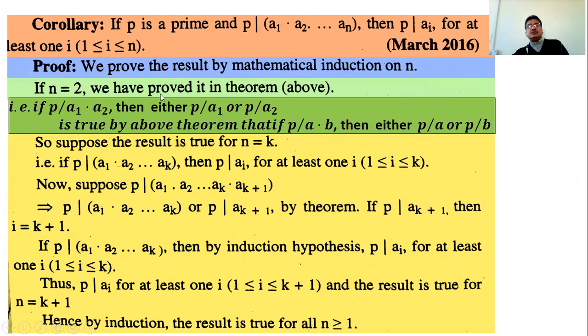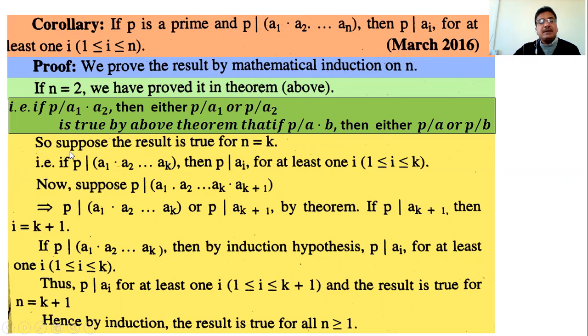So if n is 2, then we have to prove the theorem: if p is prime and p divides a1 into a2, then p divides either a1 or a2. But this is very obvious by using the above theorem, Euclid's lemma, that if p divides ab, then either p divides a or p divides b. So just write that the theorem is true for n equal to 2. This is the first step of the mathematical induction.